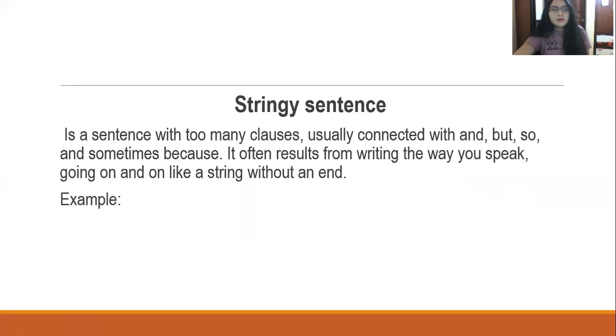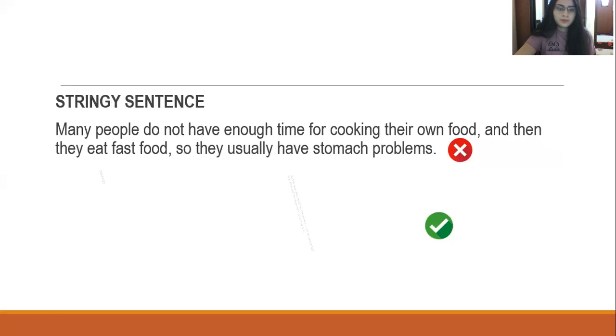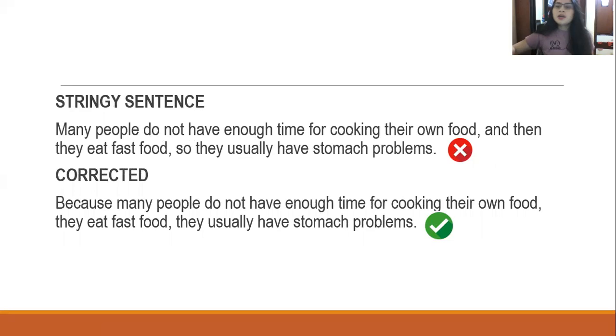A stringy sentence is a sentence with too many clauses, usually connected with and, but, so, and sometimes with because. It often results from writing the way you speak, going on and on like a string without an end. For example, here we have the wrong sentence.